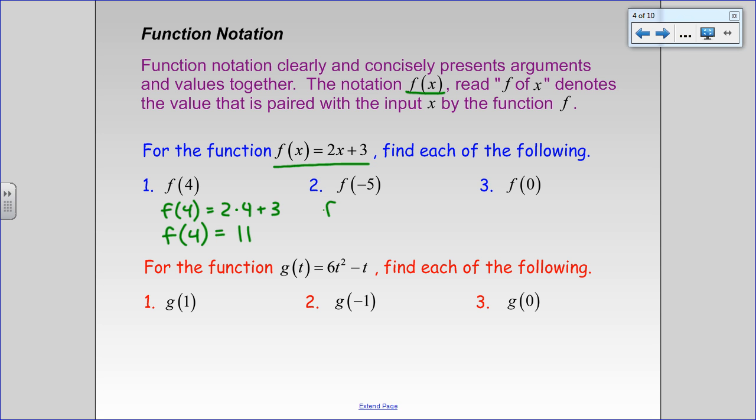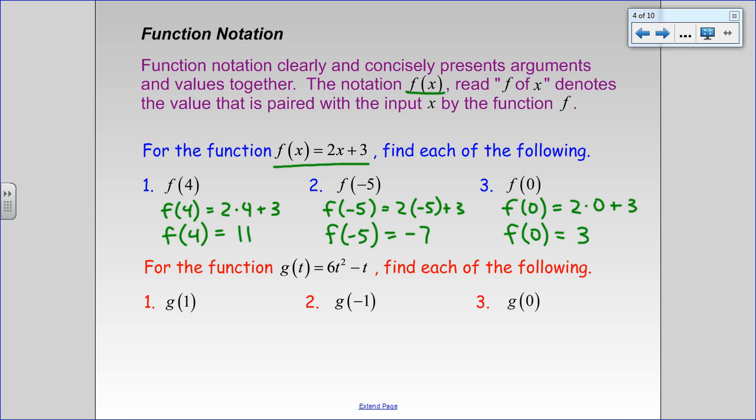What about f of -5? We can calculate that in exactly the same way. And we see that f of -5 is -7. The argument -5 produces a value of -7. Finally, how about f of 0? Once again, we simply replace x with 0 in our formula, and we see that f of 0 equals 3. That means that our function assigns a value of 3 to the argument 0.